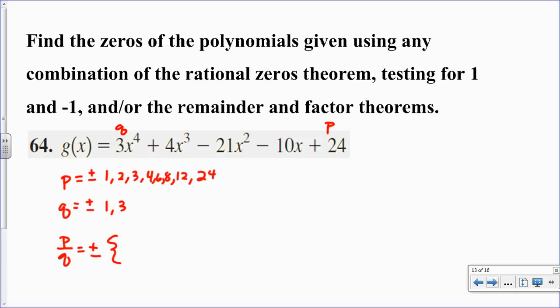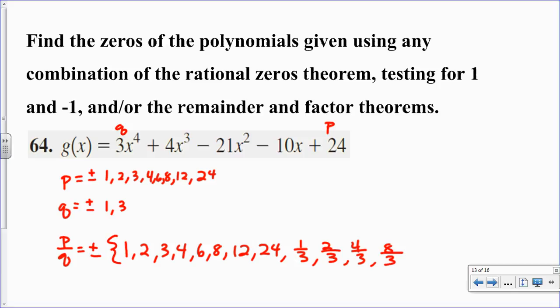So first of all, the factors of P are just over 1, so that's the whole P list. And then I need all the factors of P over 3. So 1/3, 2/3, 3 over 3 is 1, so I already have that. 4/3, 6 over 3 is 2, I already have that. 8/3, 12 over 3 is 4, I already have that. And 24 over 3 is 8, I already have that. Okay.